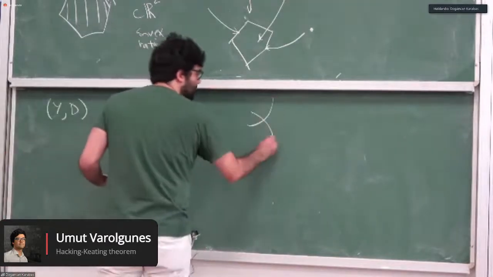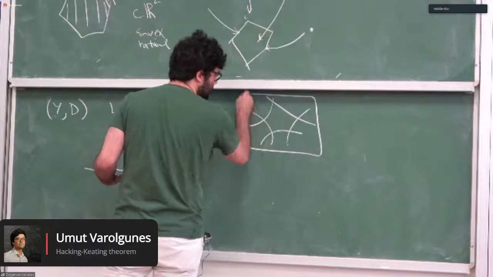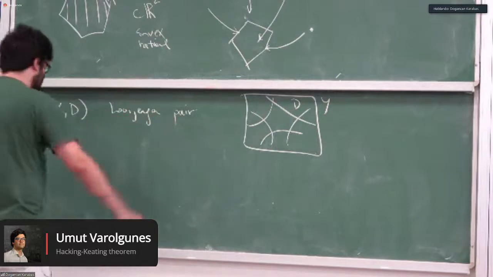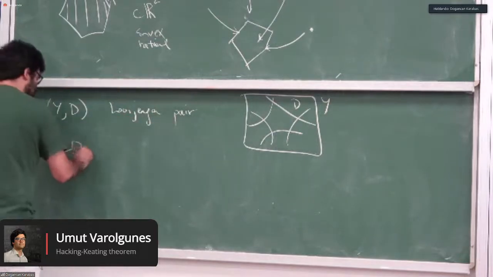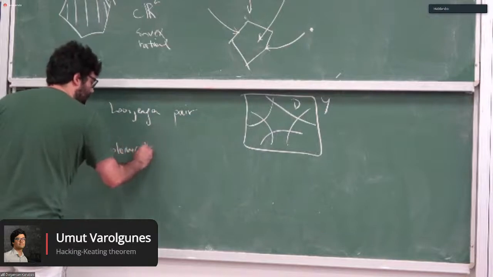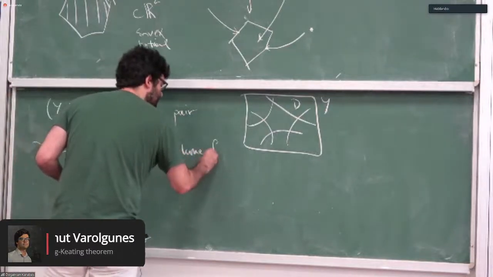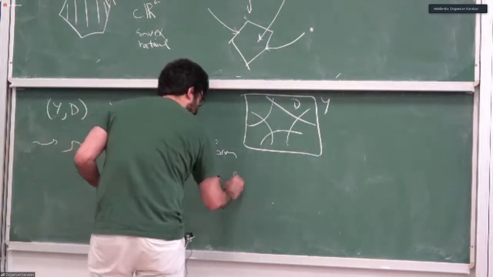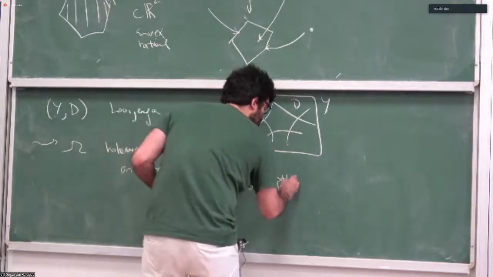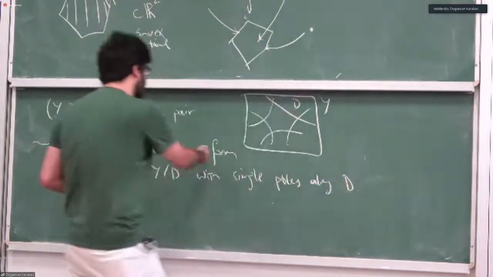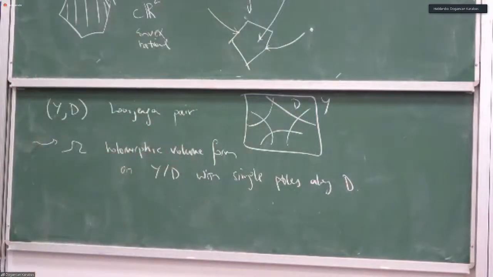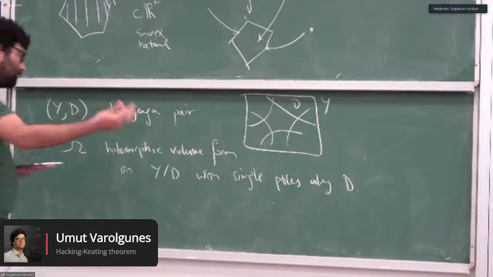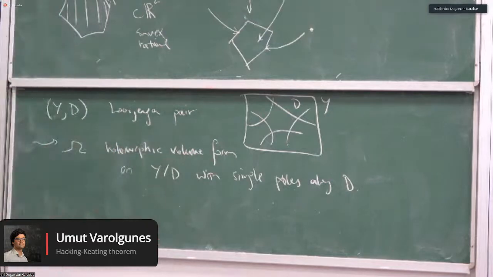Okay, so we have this kind of picture. This is Y, this is D, it's a cycle of rational curves. They have their self-intersections, and we know that there exists a holomorphic volume form on Y comma D with simple poles along D. So you can extend this holomorphic volume form to Y, but only at the expense of making it meromorphic. And the poles of this are exactly along D, and they're simple poles.